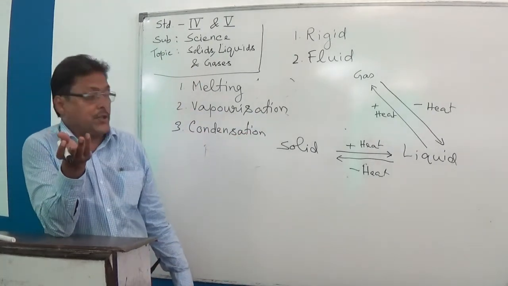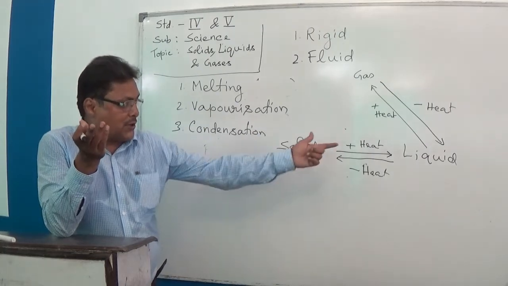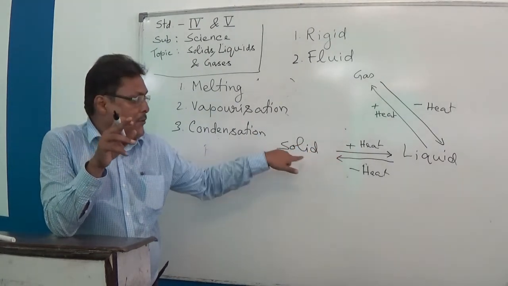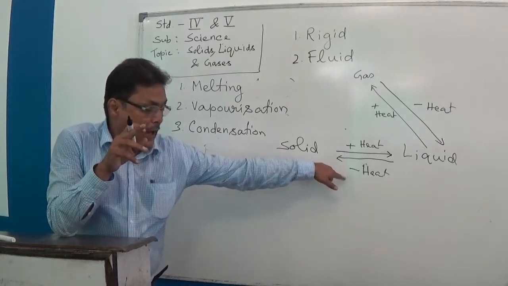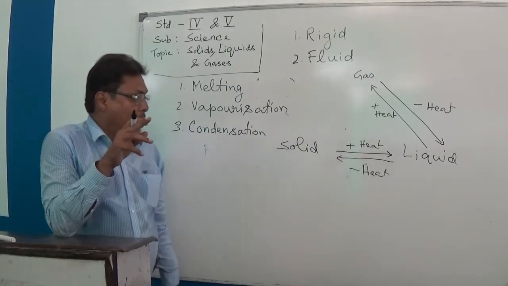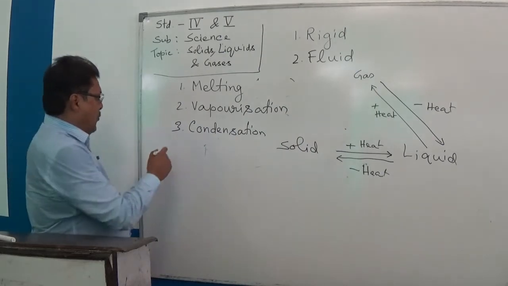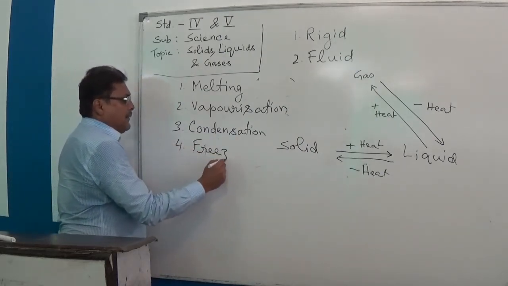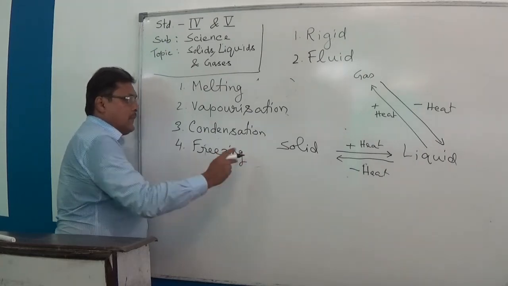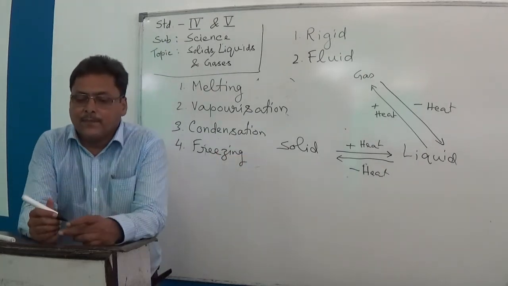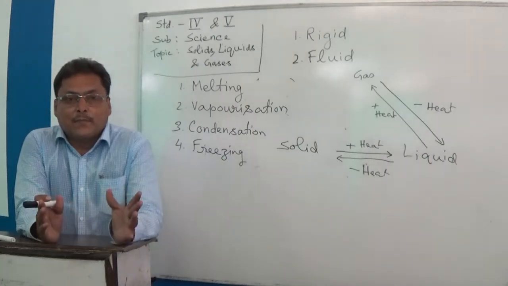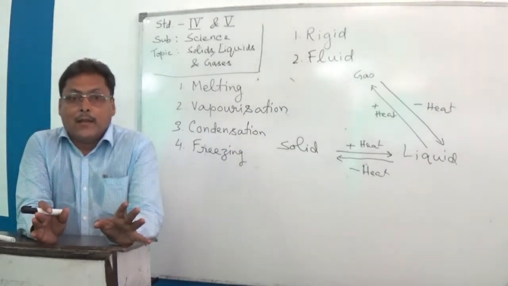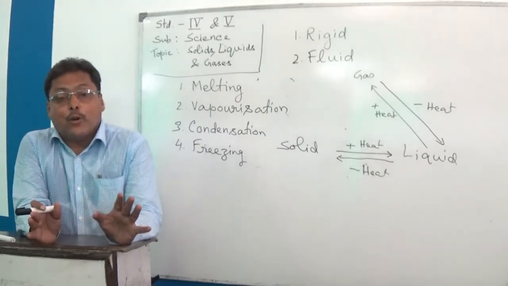And the fourth process, the opposite, reverse process. We cool the liquid so much that it becomes solid again. So we deduct heat from the liquid, take away heat. That process is called freezing. These four processes of adding heat and taking away heat help to change the state of the matter.